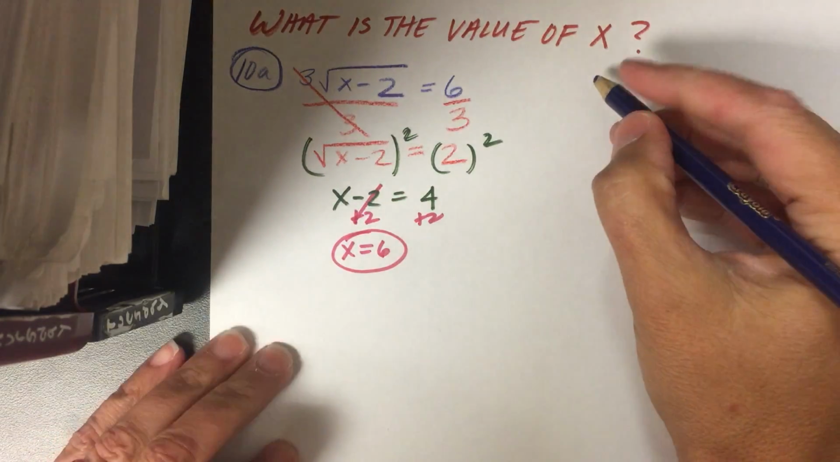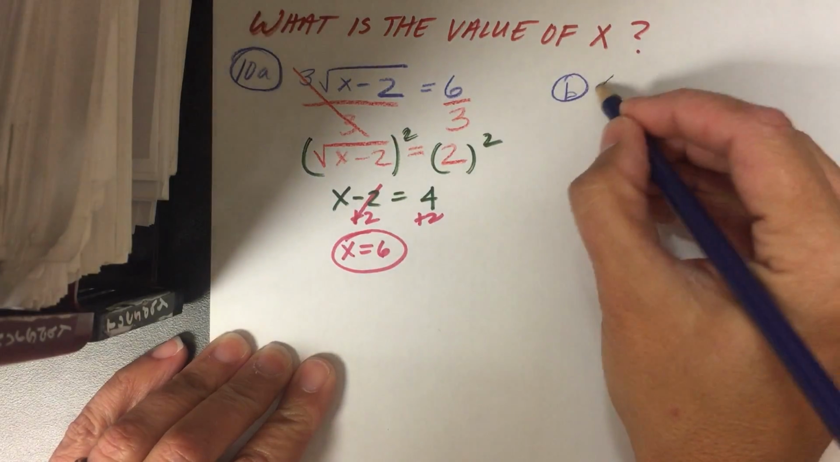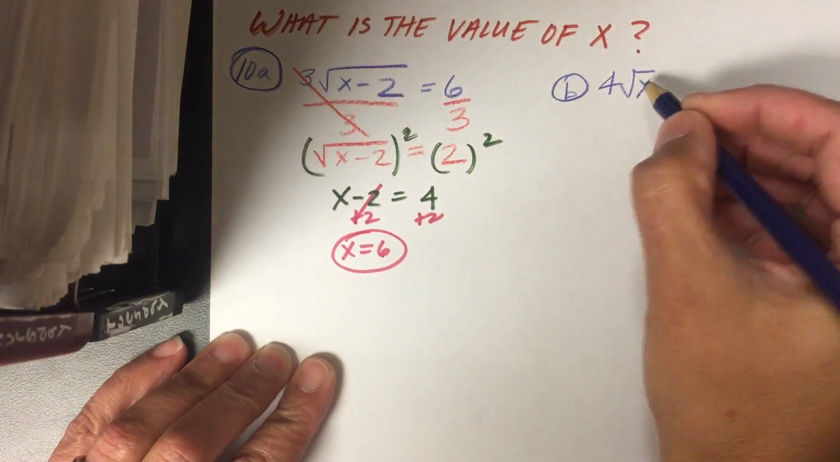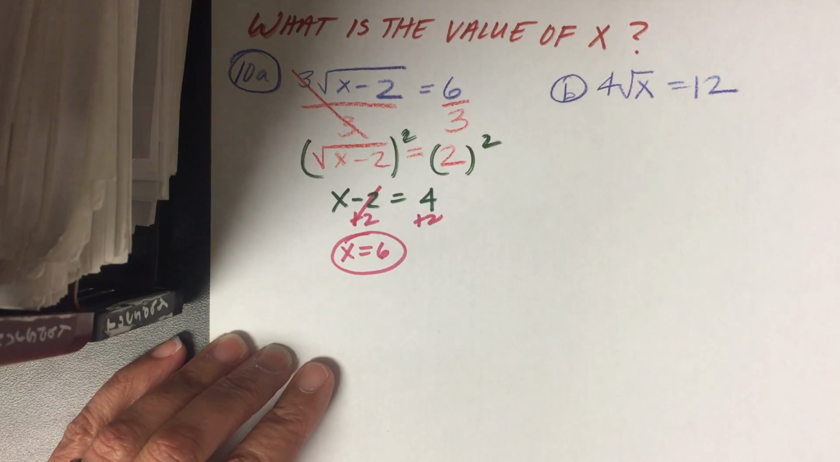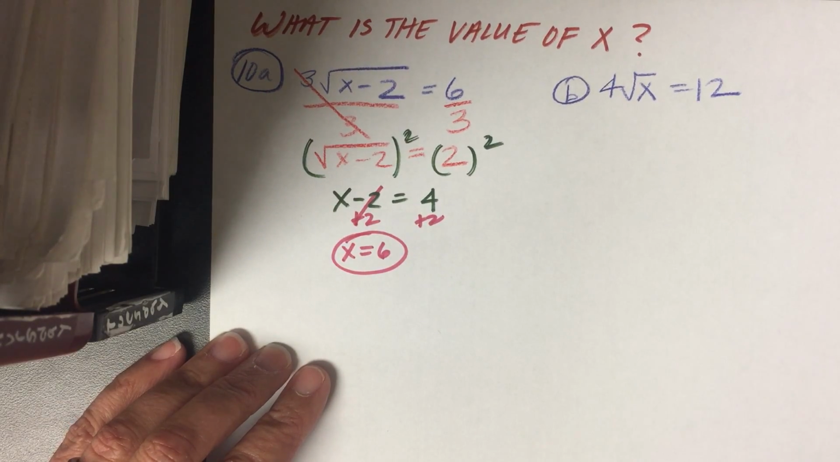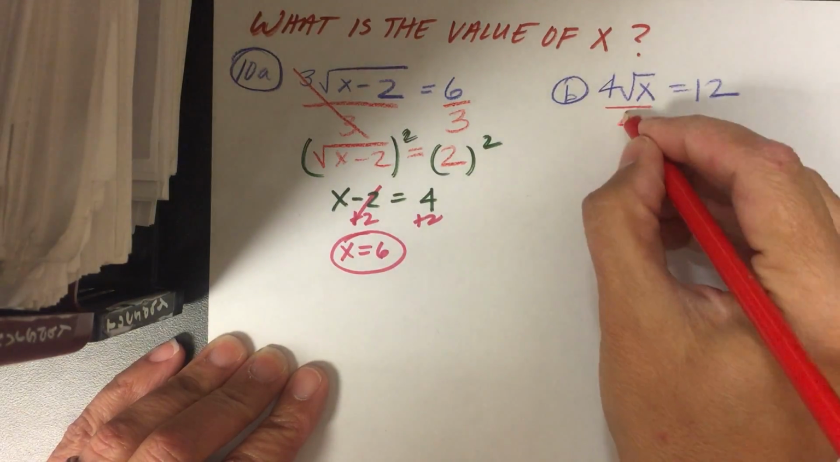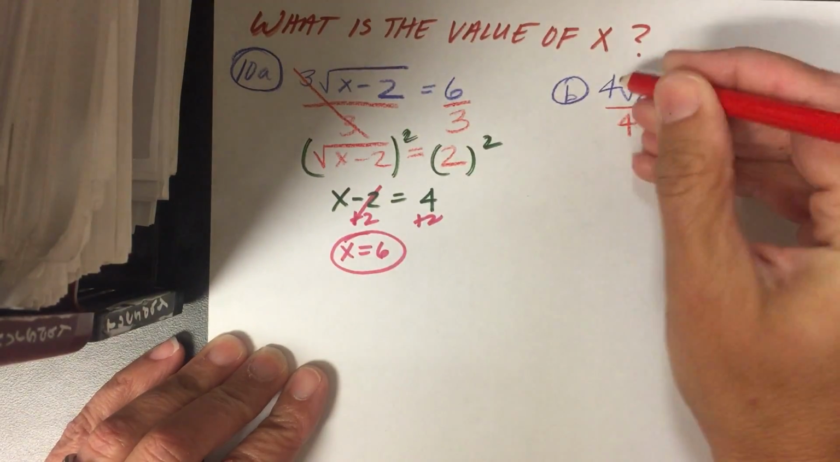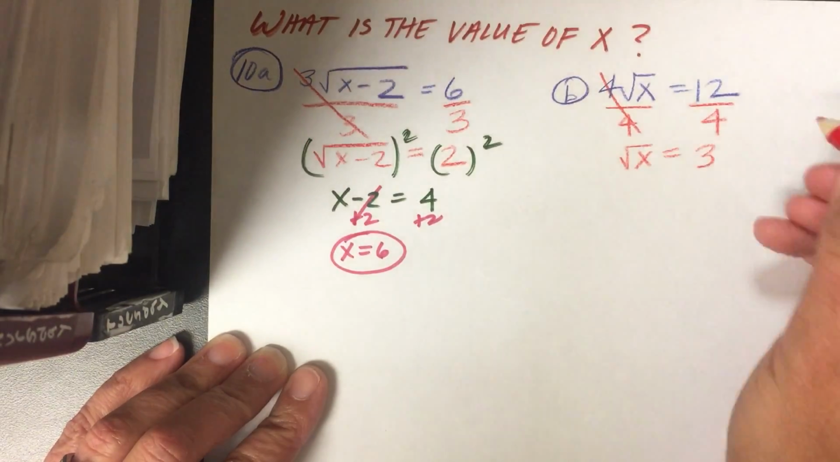So let's do b. This is number 10 on the review. I have 4 times the square root of x equals 12. So once again, what we're going to do first is divide both sides by 4. I don't have any additions or subtractions. That's going to go to 1, so that'll leave me with the square root of x equals 3.